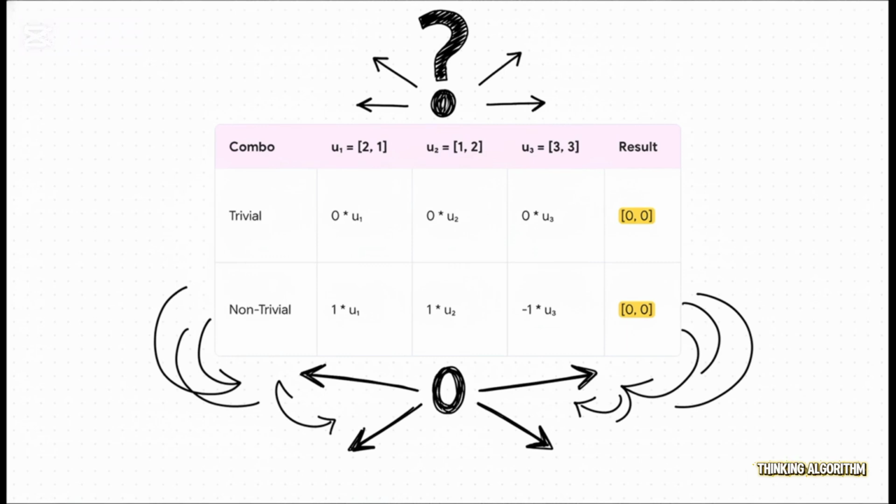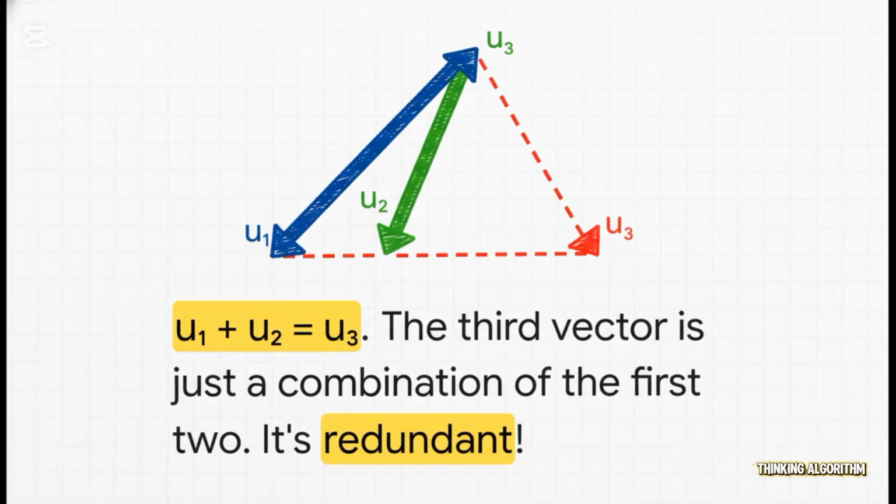Let's look at a concrete example with these 3 vectors. Of course, we can get to 0 the trivial way, just multiply everything by 0. But look at that second row. If we take 1 times the first vector, add 1 times the second vector, and then subtract 1 times the third vector, we also get the 0 vector. We found a non-trivial combination. Bingo! So what does that actually mean? Well, if you just rearrange that equation a little bit, you find something amazing. The first vector plus the second vector equals the third vector. In other words, u3 is totally redundant. It doesn't give us any new directional information. It's just made up of the other 2.